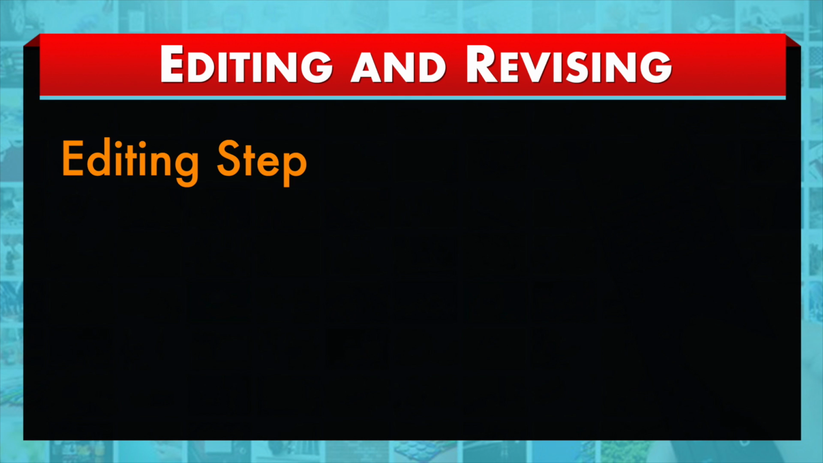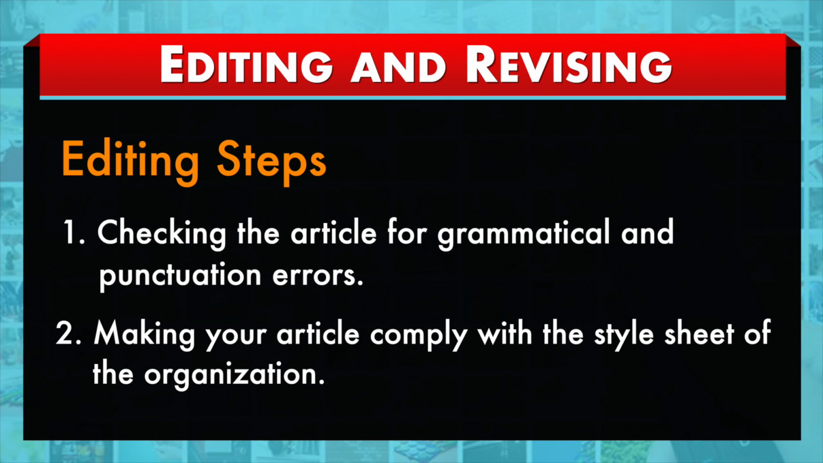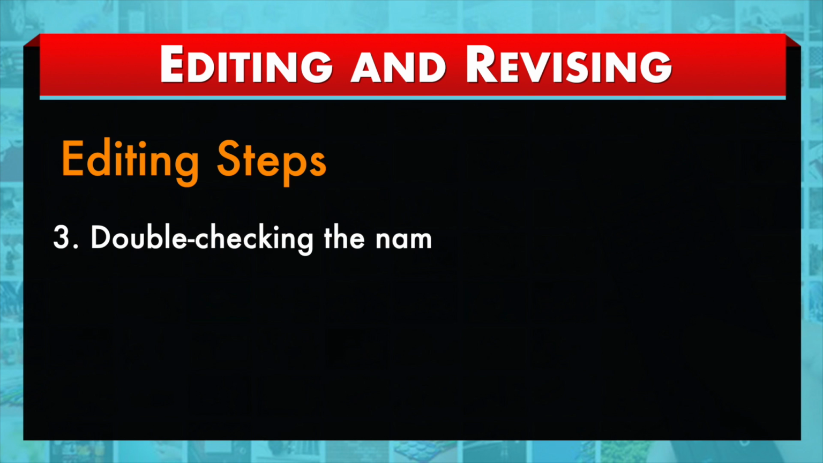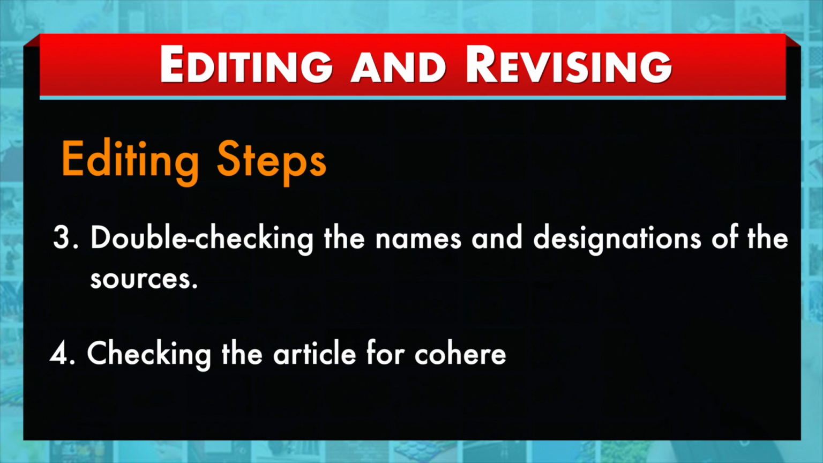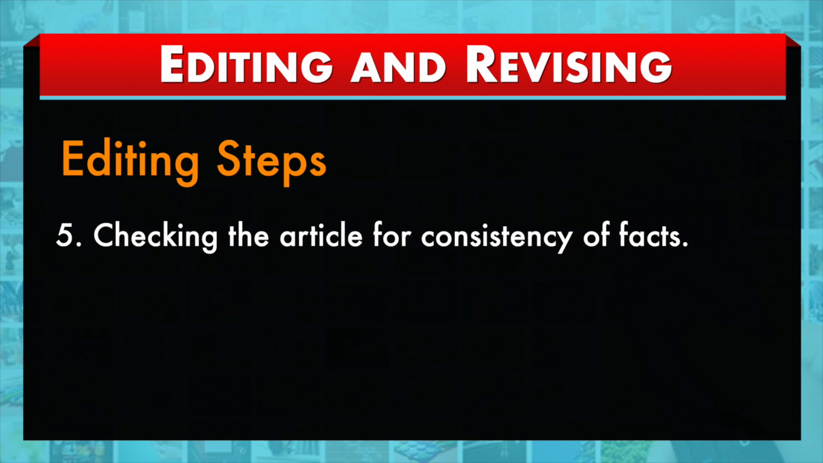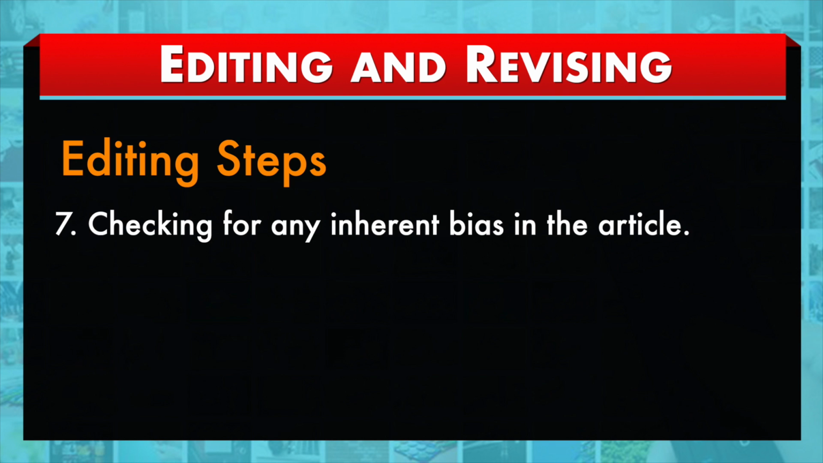Thus, some of the important steps undertaken in this stage are checking the article for grammatical and punctuation errors, making your article comply with the style sheet of the organization, double checking the names and designations of the sources, checking the article for coherence and clarity, checking the article for consistency of facts, separation of facts from opinion, checking for any inherent bias in the article.